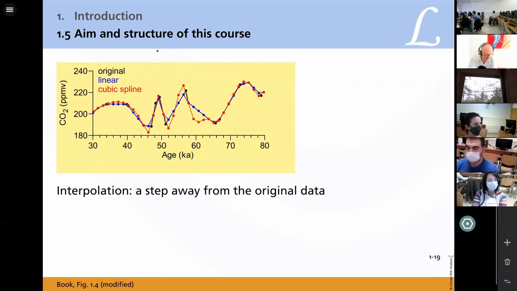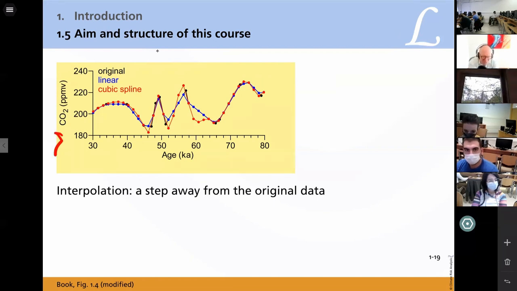Okay, there's another thing on interpolation. With interpolation, you make a step away from the original data. And the original data are the best informants about the climate. And therefore, we should be cautious.